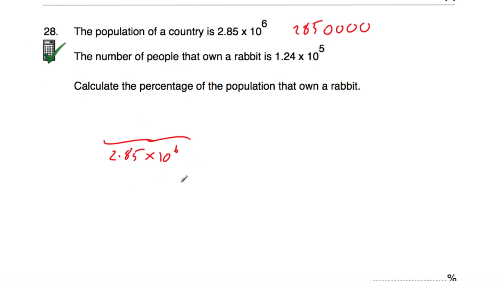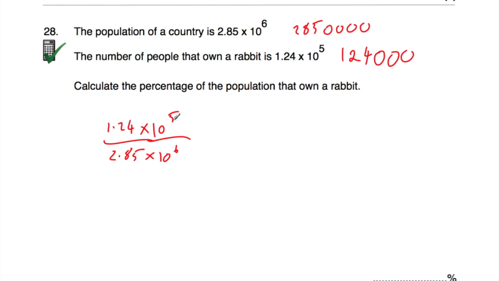So we now know the denominator of the fraction, this is the total population of the country. We want to find the percentage of the population that own a rabbit, so let's write the number of people that own a rabbit on the numerator. That would be 1.24 times 10 to the power of 5. Again, you could write it as an ordinary number. We can move these digits 5 columns to the left, so that's moving them 2 columns to the left, then 3 zeros, 1, 2, 3. So that means that 124,000 people own a rabbit in this country out of the 2,850,000 people.